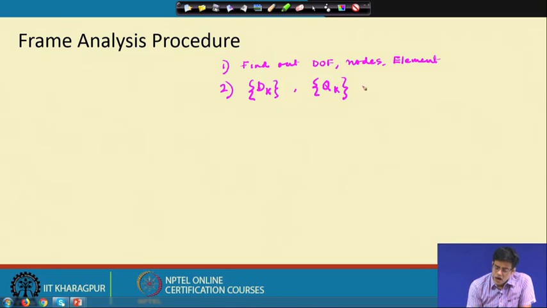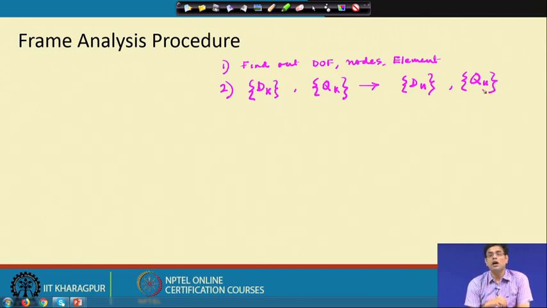Then, if a fixed end moment is required, for instance if there is a UDL, that we will discuss again in this class, and probably it has been discussed in beam also. If there is a distributed load in the structure, then you need to find the fixed end moments. These things you calculate first. Finally, the unknown D you need to find out, and the unknown force degrees of freedom you need to find out. With this you compute the local stiffness matrix, and then you transform it to the global stiffness matrix.